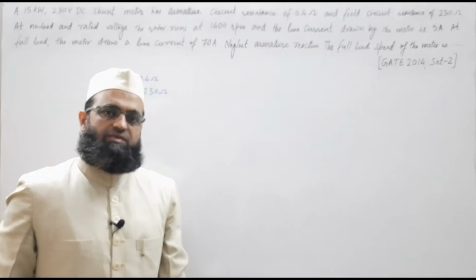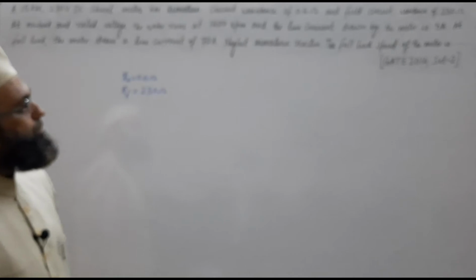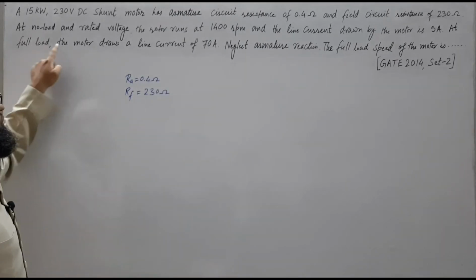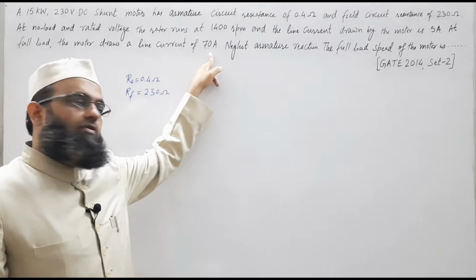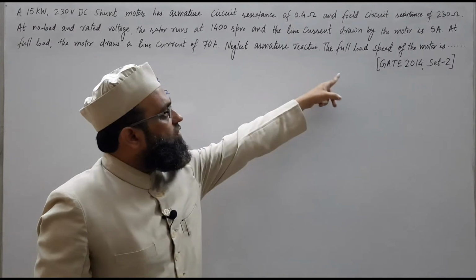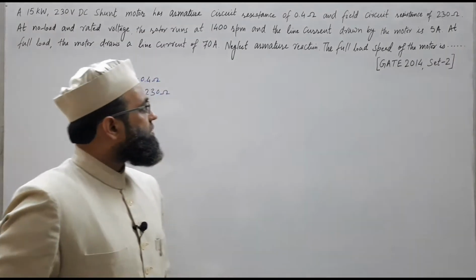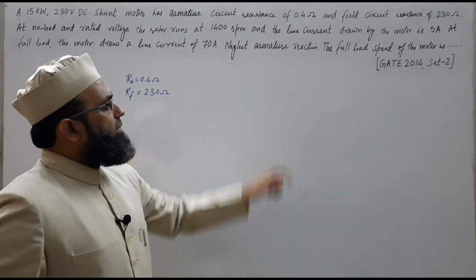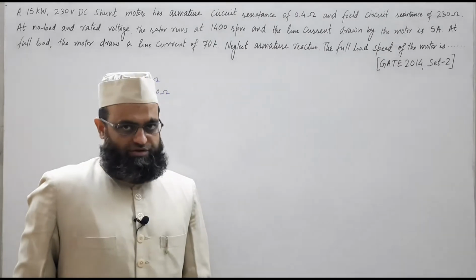So at no load, the speed and line current are given. At full load, the motor draws a line current of 70 ampere. So again, line current at full load is given. Neglect armature reaction, the full load speed of the motor. So the full load speed of the motor has been asked. Neglect armature reaction, it means phi remains constant.